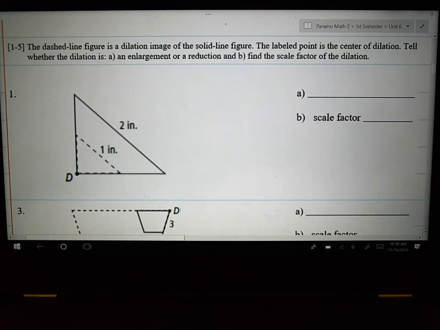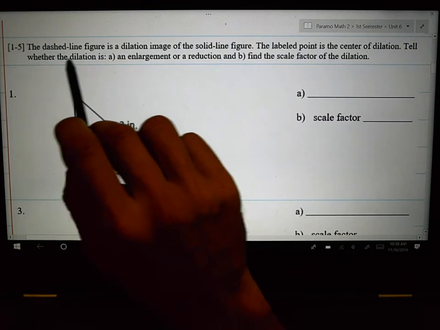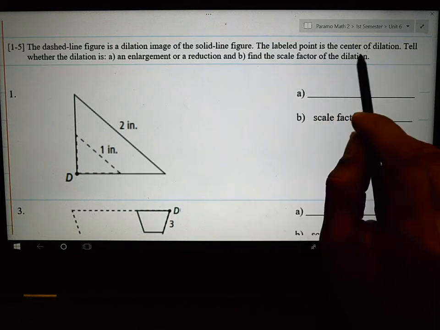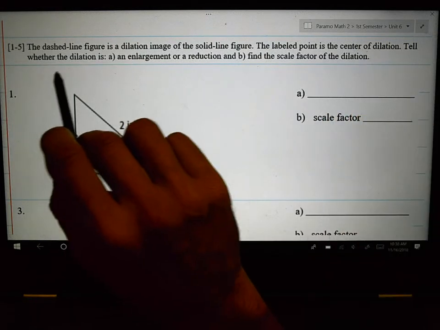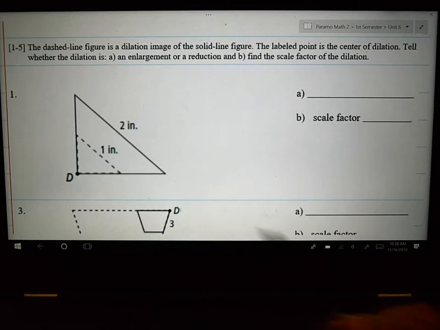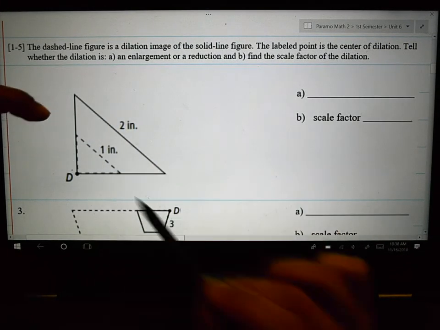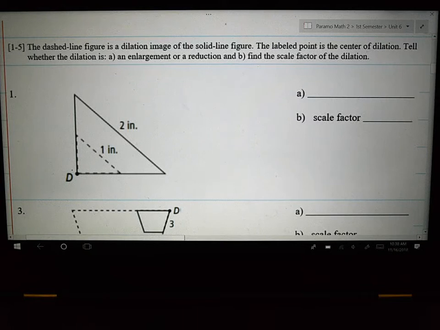Number 1. The dashed line figure is the dilation of the solid line figure. The labeled point is the center of the dilation. Tell whether the dilation is an enlargement or a reduction. So, this is what happened after. This is what happened before. Is it an enlargement or a reduction? If you know, say it out loud.